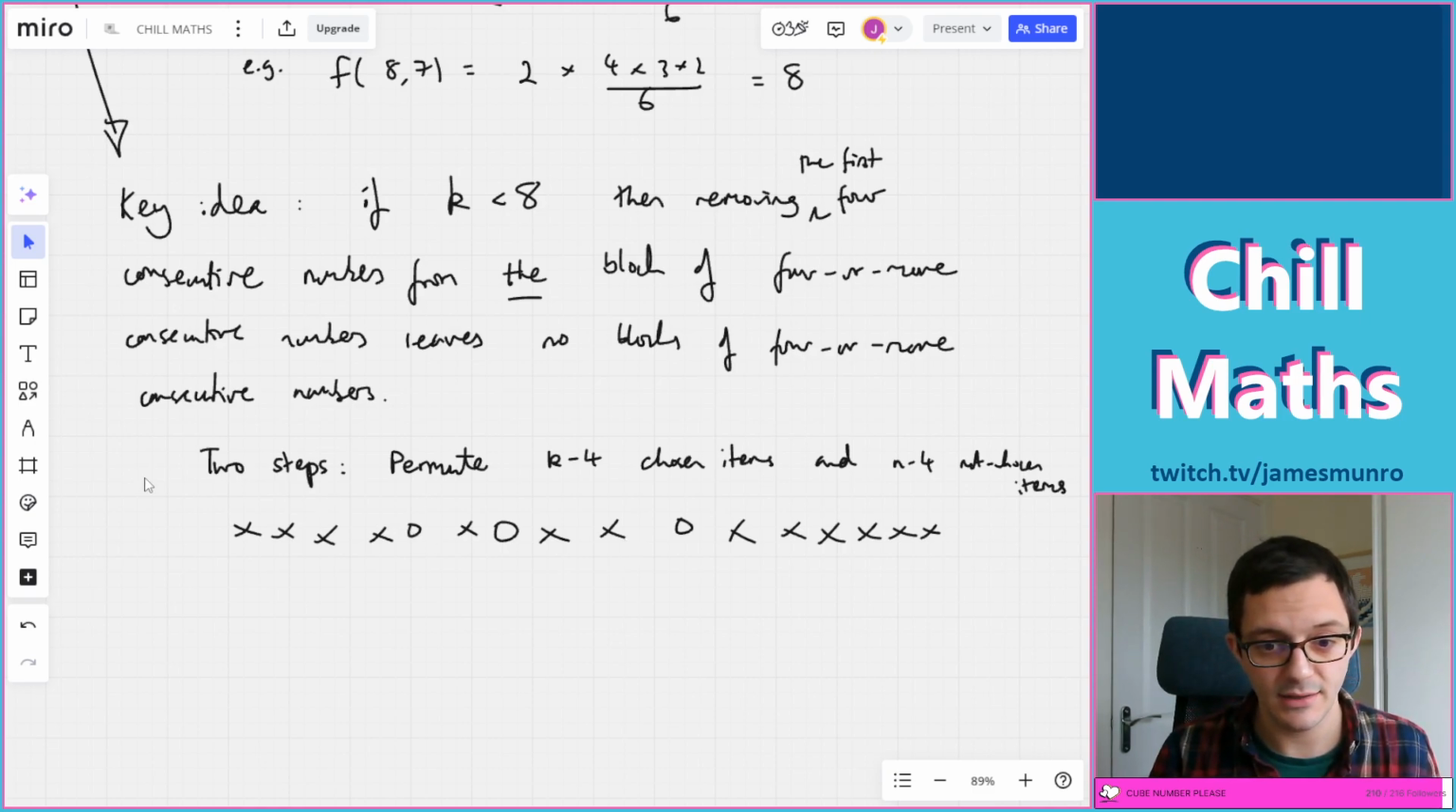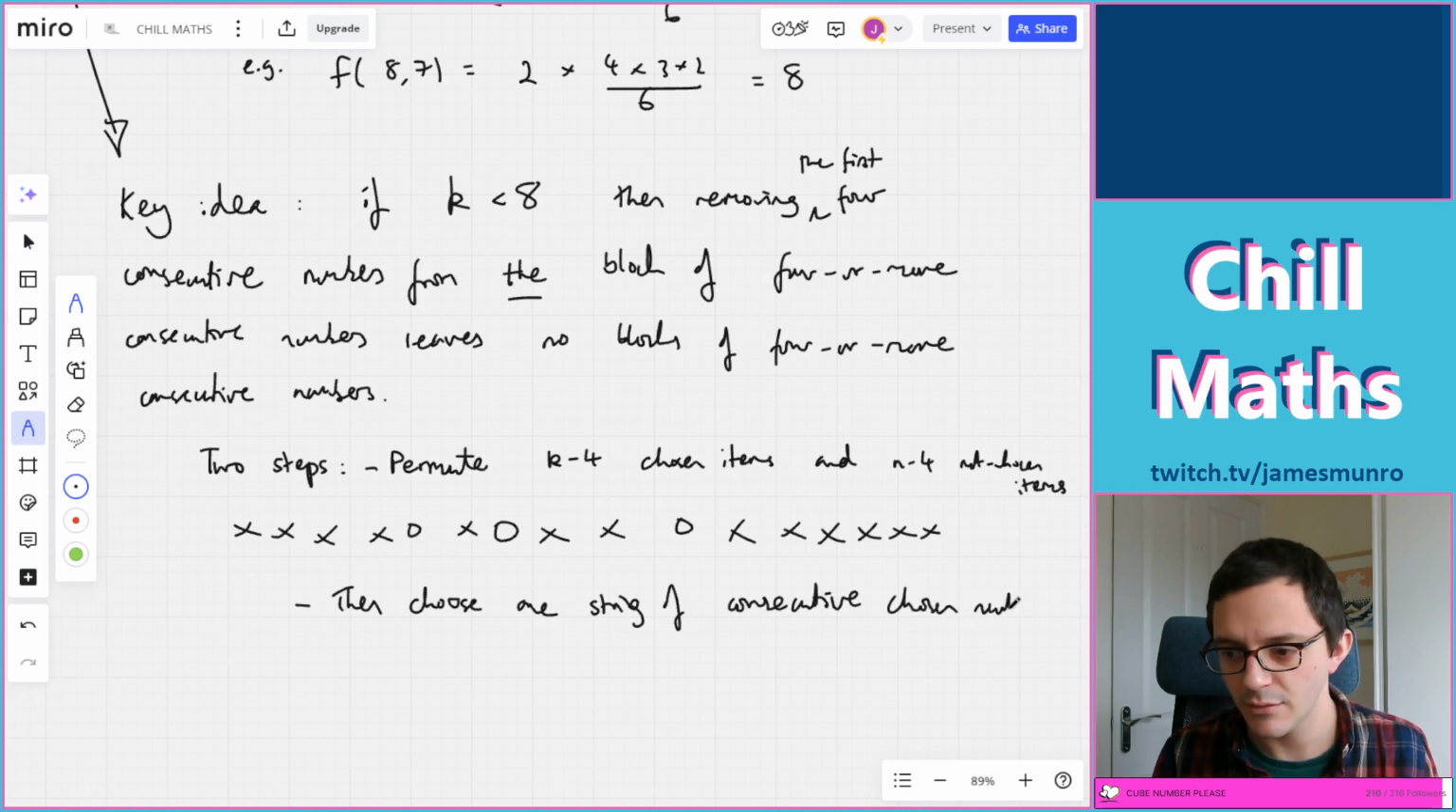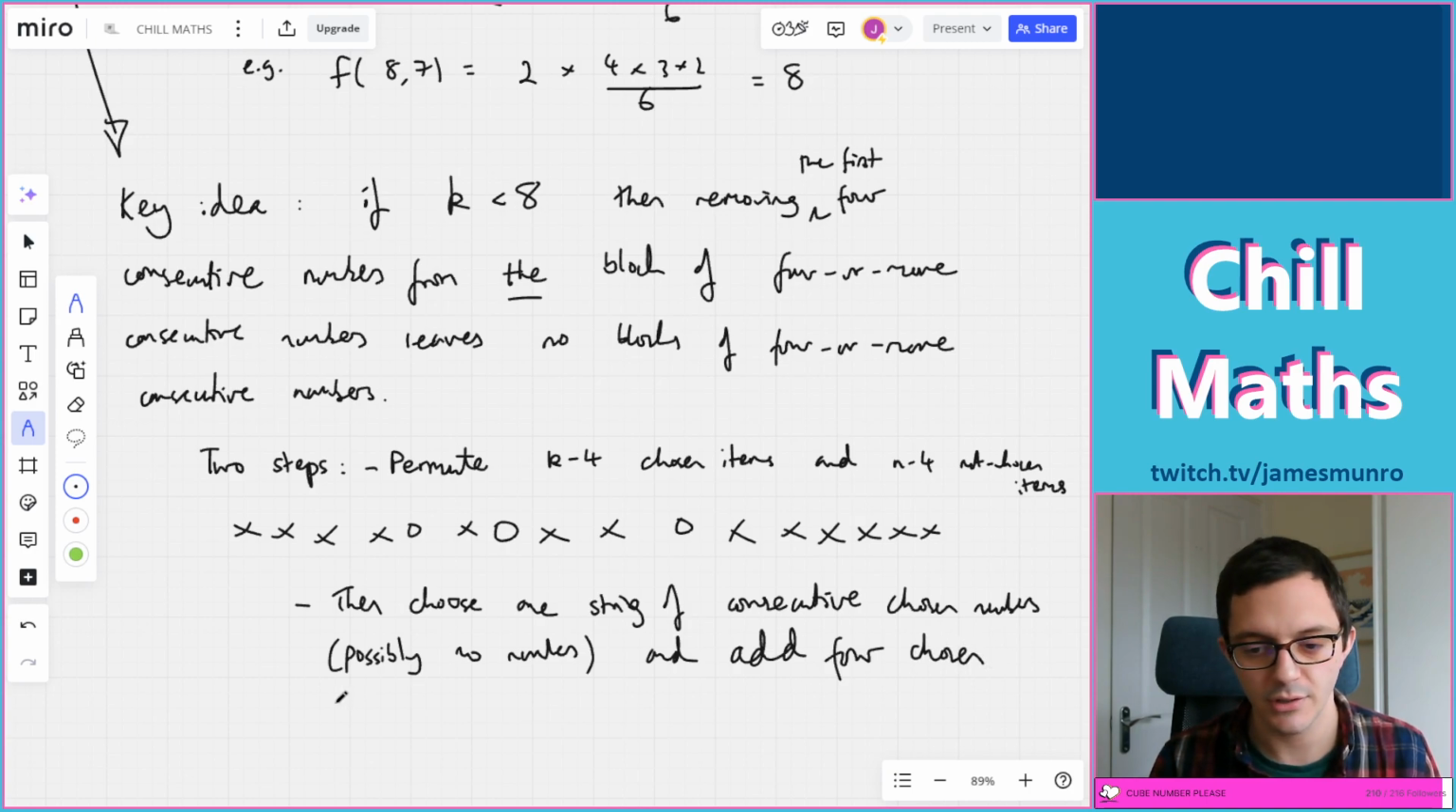Here's the good bit. We could then choose one kind of string of consecutive chosen numbers, maybe not between 2, but one string of consecutive numbers, possibly no numbers, and add 4 chosen items to that set. I'm mixing language quite a lot. I haven't quite worked out the language for this.